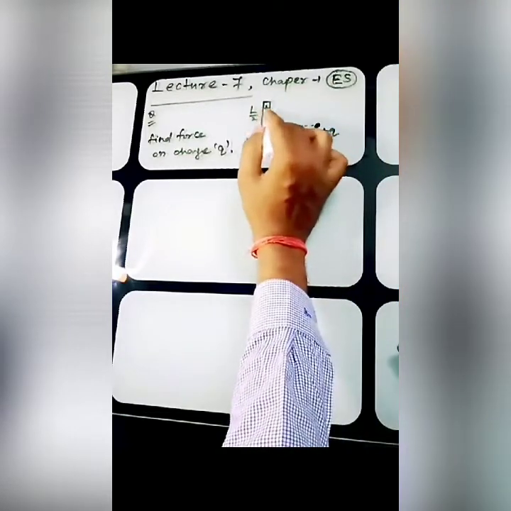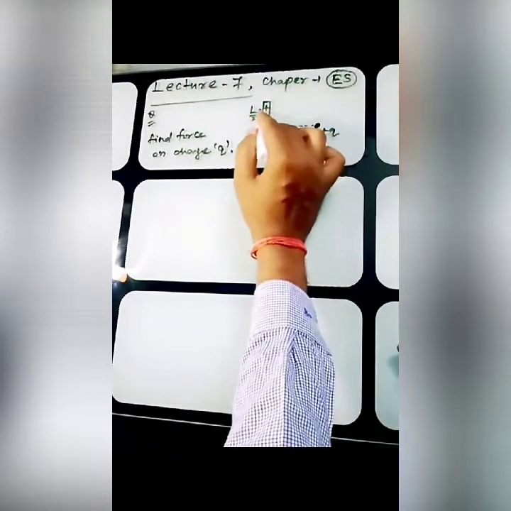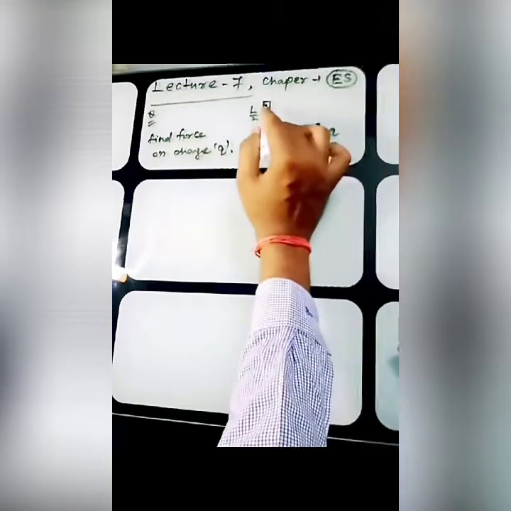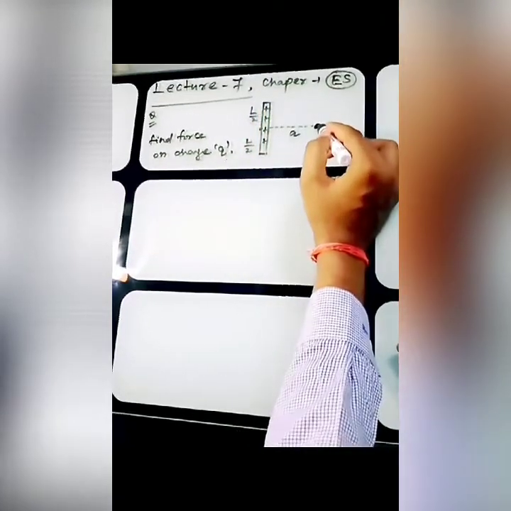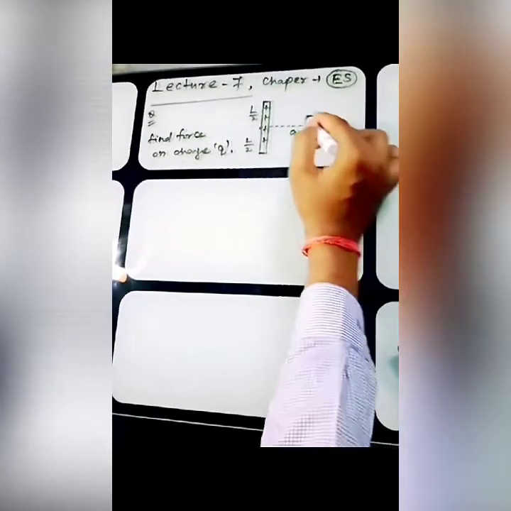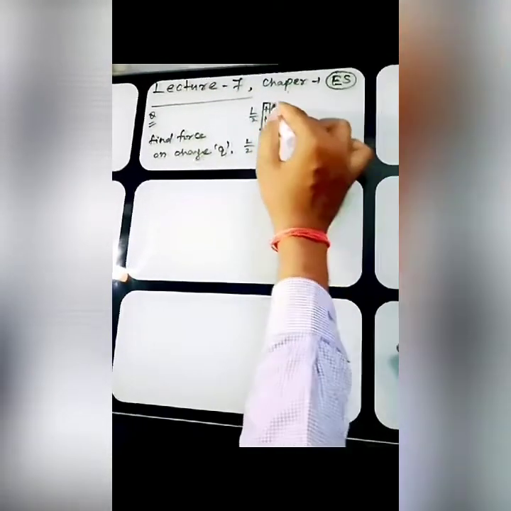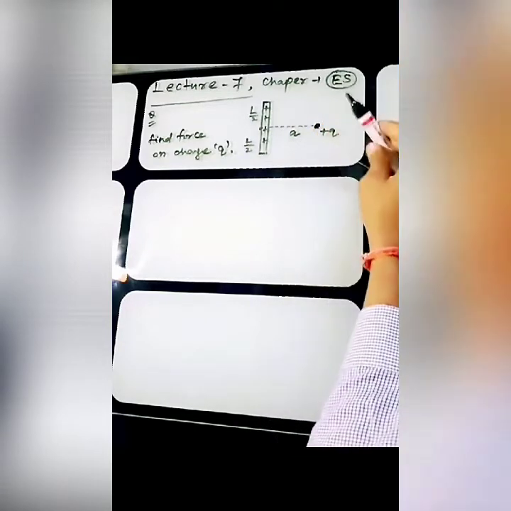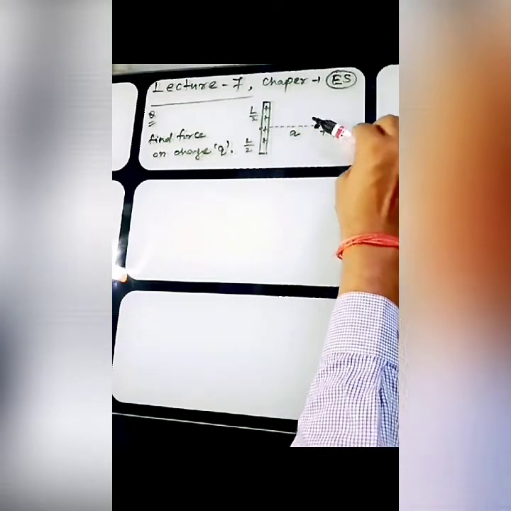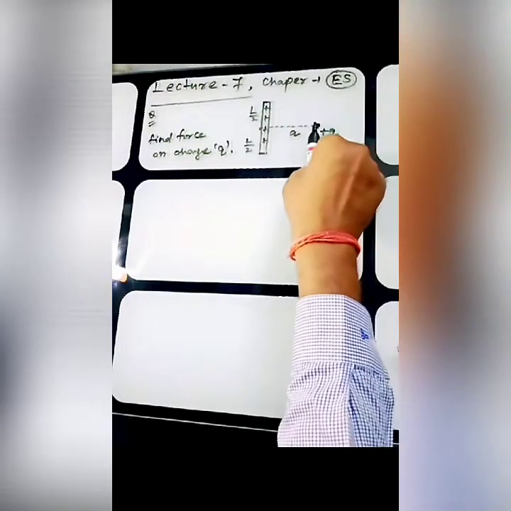If you cut out the elemental section over here, what will happen? There will be a force between this elemental part and this positive charge. This positive charge will move along the line joining this elemental section and this Q, in this direction. So this force will have two components, along the x-axis and along the y-axis.